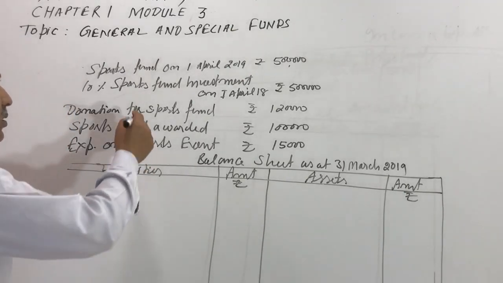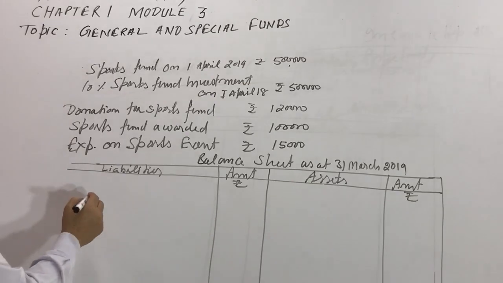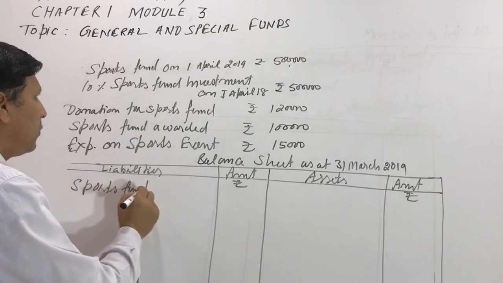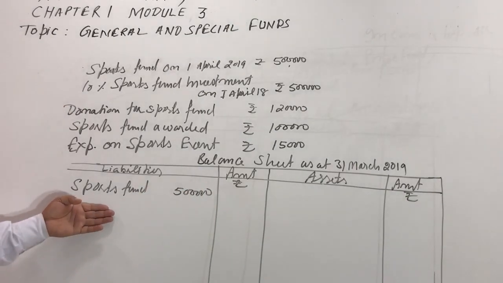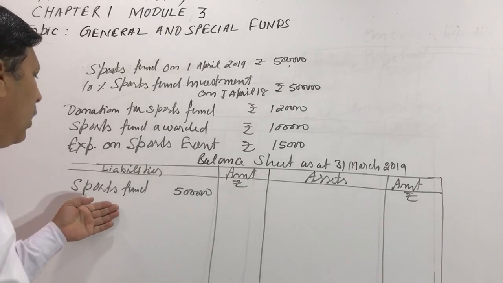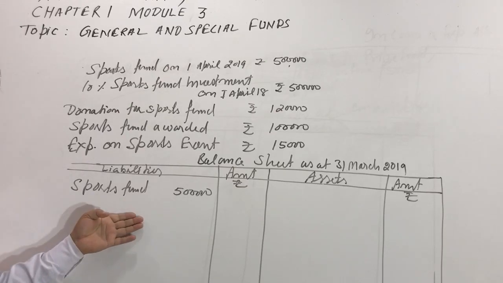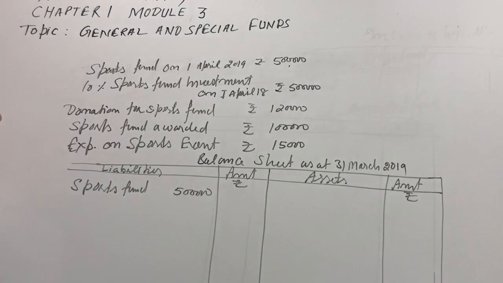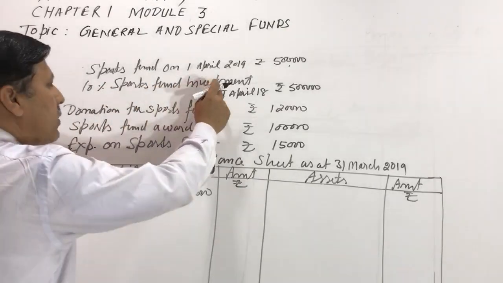First, sports fund on 1st April 2019, that is 5 lakh. If it is a special fund and we record it, all income or receipts related to the sports fund we add here, and all expense related to this fund we deduct from here. So first of all, sports fund, then 10% sports fund investment.